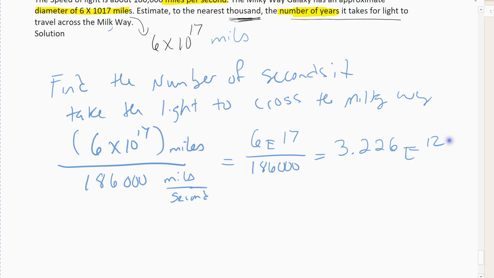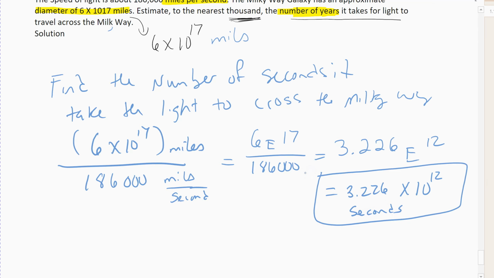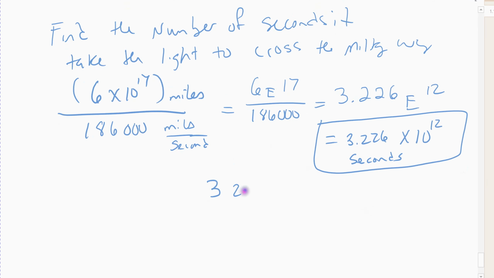3.226 e to the 12 is what my calculator gives me, which again means it's 3.226 times 10 to the 12. So it's a really big number. I'd move 3 spots over, and then I'd still need 9 zeros after that. It's just a really big number. Remember, this is my seconds. So this is how many seconds. If I wrote that all the way out, that's how many seconds it takes light to travel across the Milky Way.